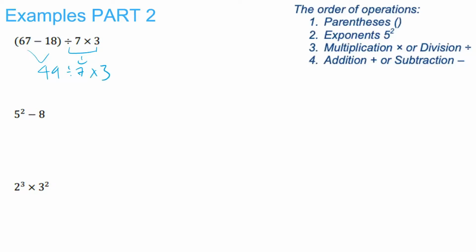Remember, multiplication or division is going to be from left to right. So 49 divided by 7 will be 7. And we bring the times 3 down. So 7 times 3 will be 21.